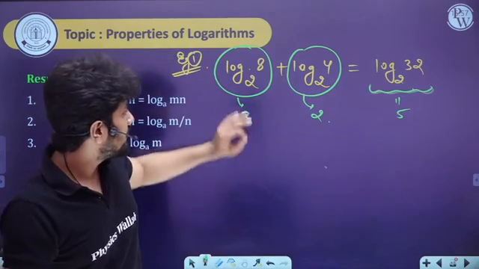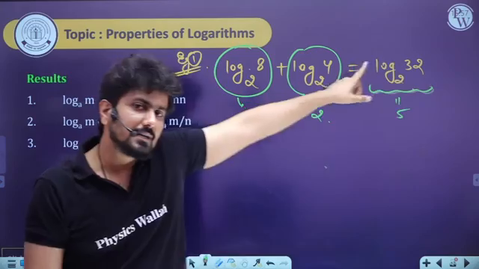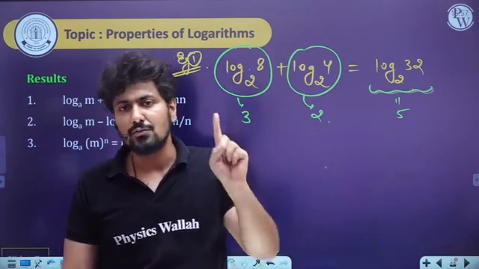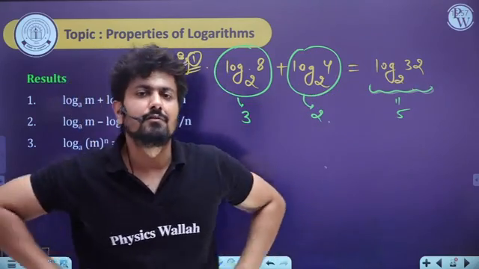Yes, this statement is correct. So it happens only when the base is the same. Then only we can multiply the numbers. Otherwise we can't do that.